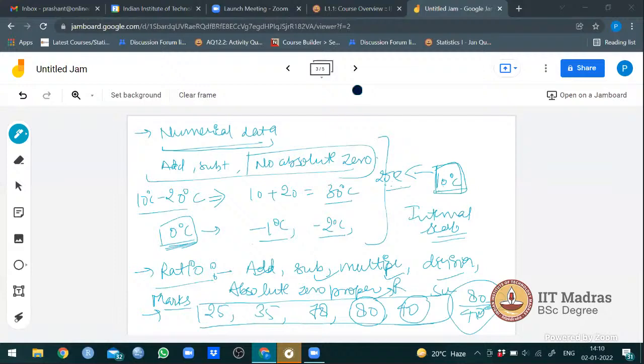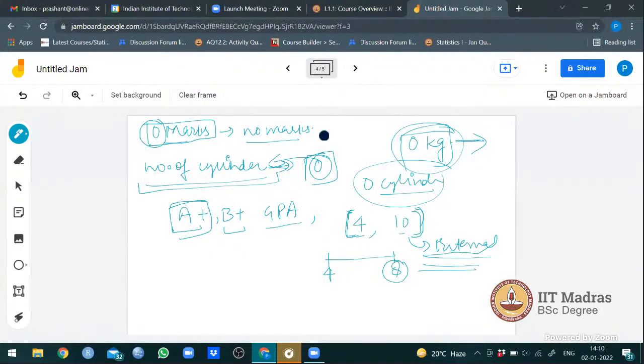Is GPA ordinal, because we compare like A plus is greater than B plus? See, it depends on your data. If it's given in categorical form, then it will be ordinal. For example, if you have ratings like bad, average, good, and you're given this type of data, it will be ordinal.